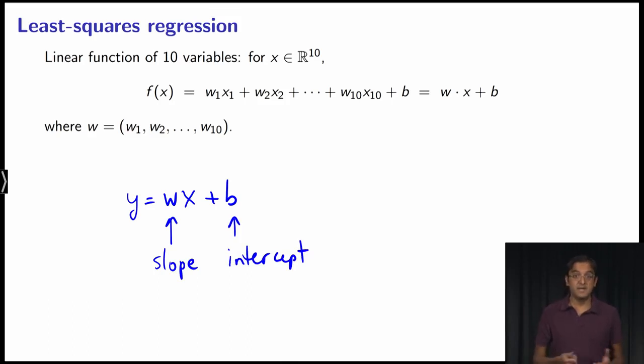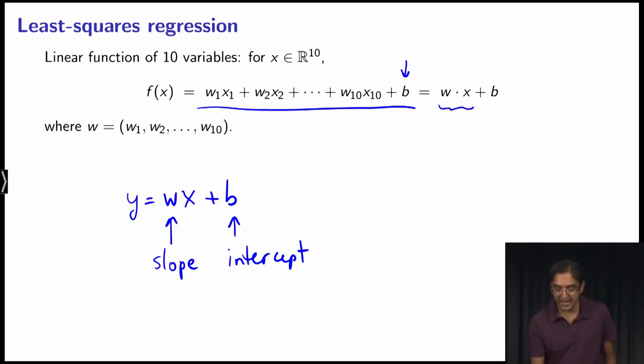When we have 10 variables, a linear function looks like this. We have w1x1 plus w2x2 all the way to w10x10, and then again we have the intercept term at the end. Now we can write this a little bit more simply as w dot x plus b, where what we've done is to package together the coefficients w1 through w10 into a single vector w. Okay, so this is a nice compact form of the linear function. So that's the sort of model that we're going to fit to the data.